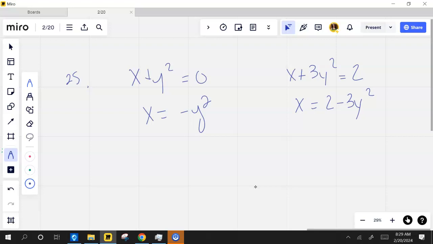Okay, so now I got to think about this. If I graph x equals negative y squared, if you flip that around, but how are you going to graph x equals y squared? Oh, wait, yeah, you're right.